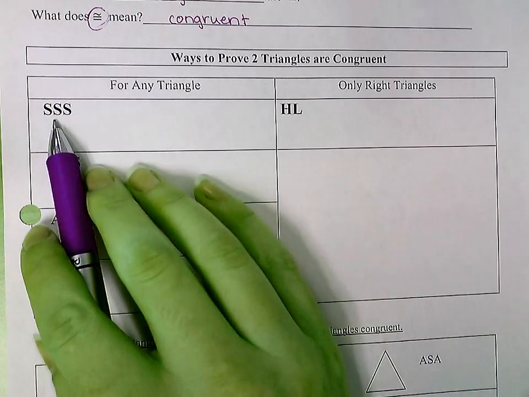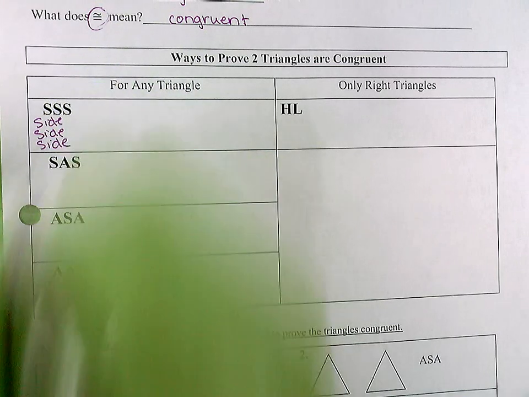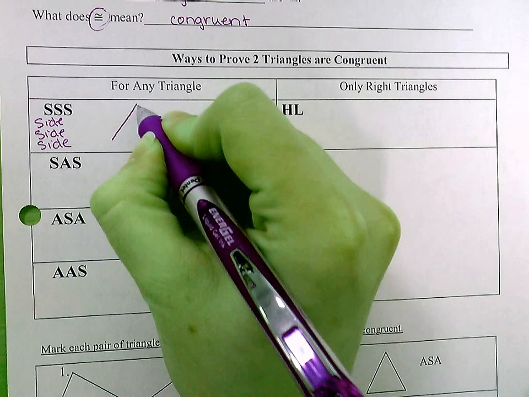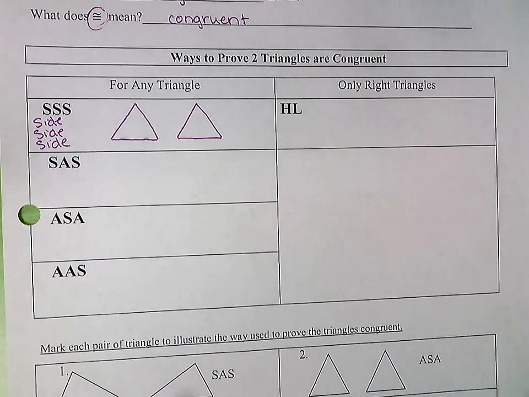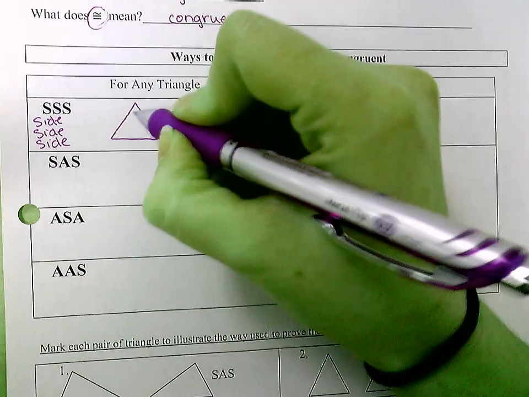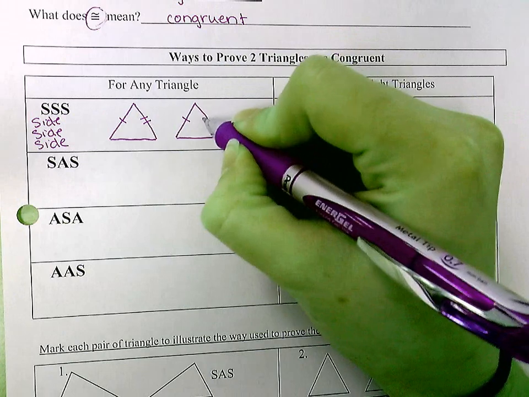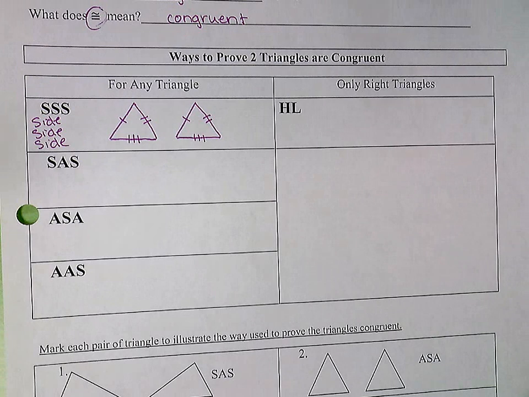Okay, this first one is side, side, side. So we can prove two triangles are congruent to each other by side, side, side. So if I have my two triangles here, I would need my corresponding sides there to be congruent, my corresponding sides here to be congruent, and then that final side in both to be congruent. So side, side, side, all 3 sides are congruent to the other.